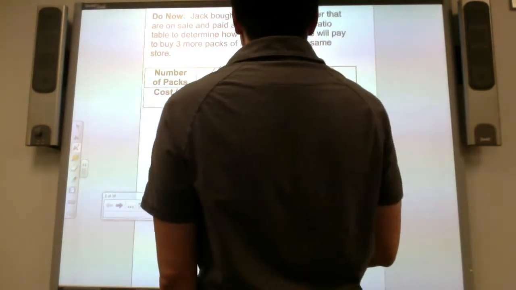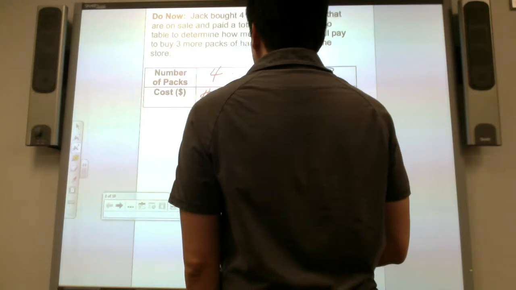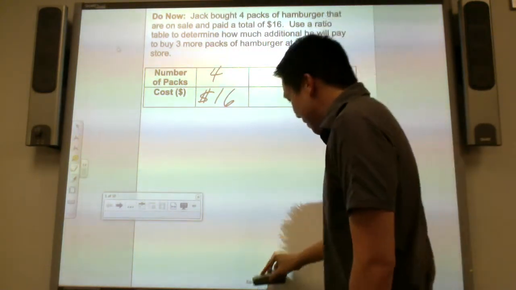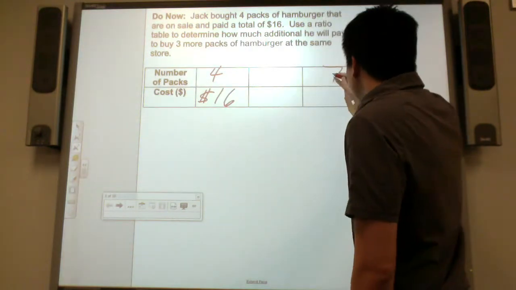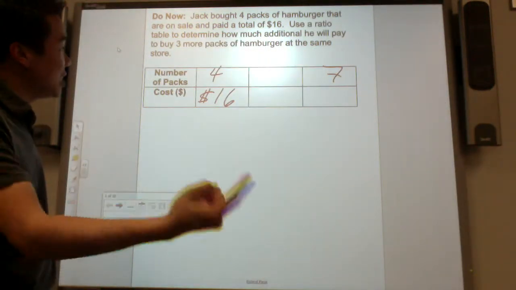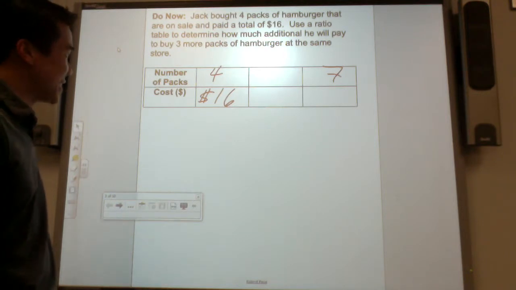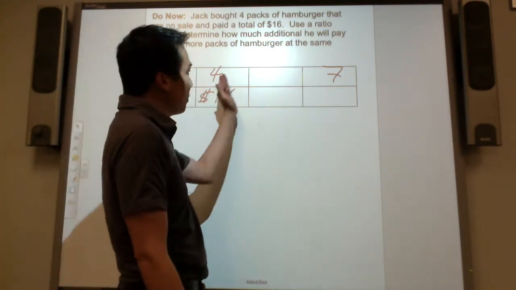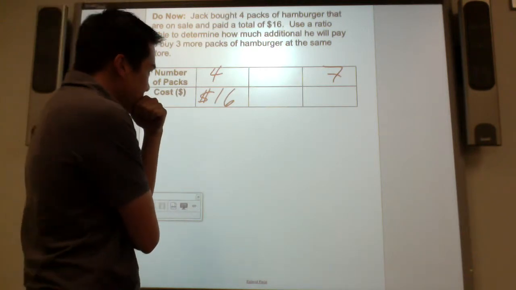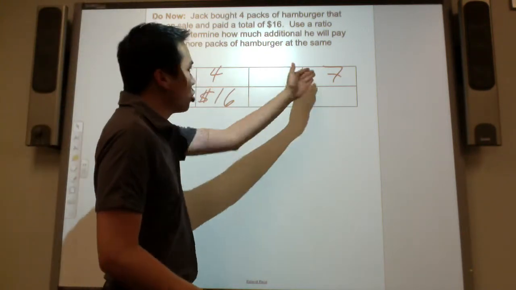Use the ratio table to determine how much additional he will pay to buy 3 more packs. Ooh, I almost got that wrong right there. It's 7. So how much will he pay for 7 packs? So let's build it up. Can I build this up? No, because I don't know what 4 goes into 7.